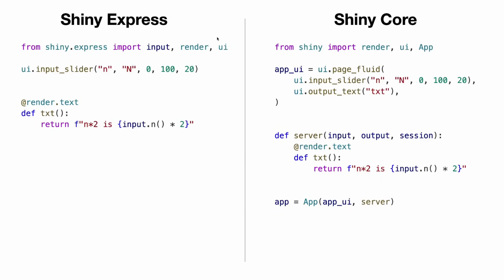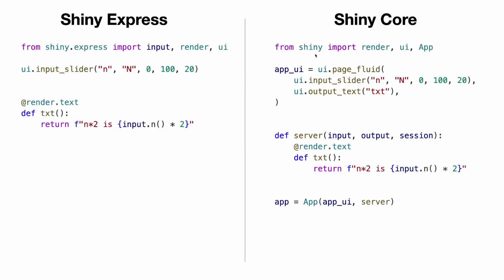Okay, so this is for Shiny Express. You can see the code is quite a bit shorter, and this is the code for Shiny Core. Now, for Shiny Express, we just would declare a slider, and it would show up on the page. And we would declare this render text, and that would also just show up on the page. For Shiny Core, it's a bit different.